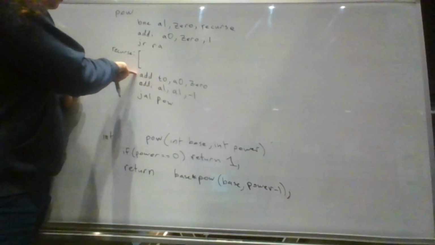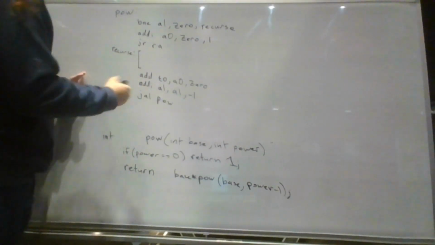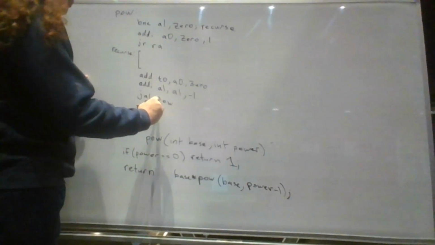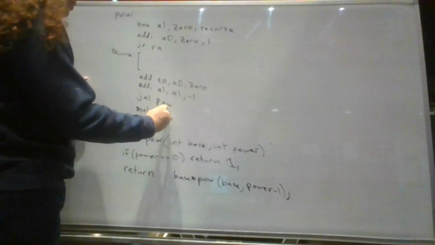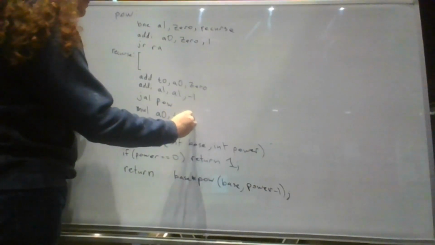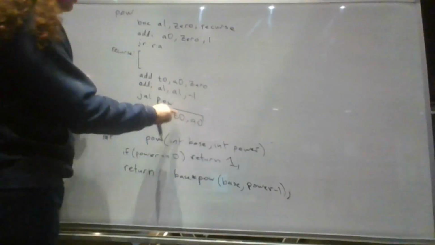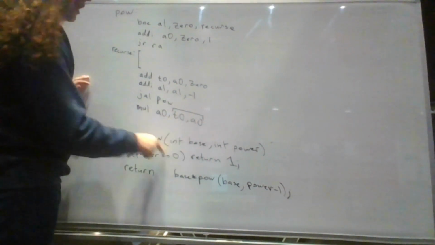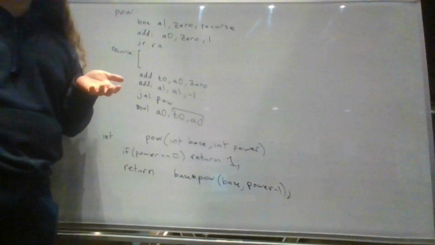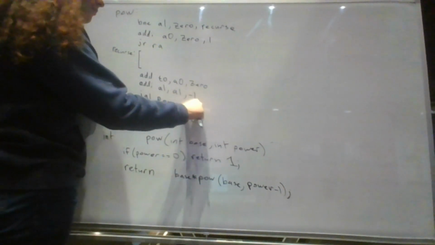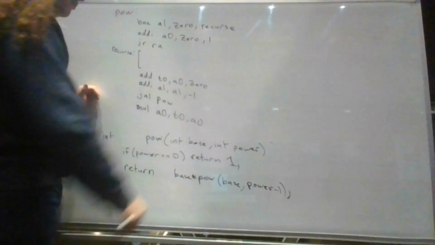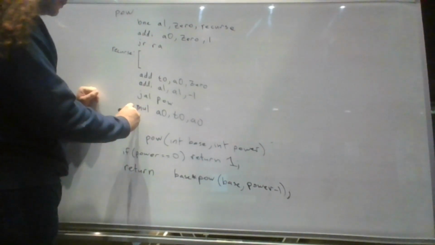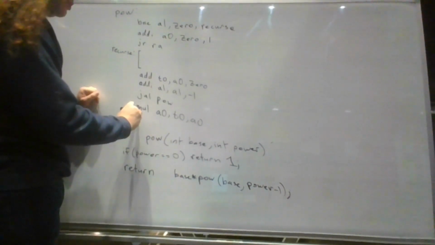My base was stored in T0, so I'm going to take the multiplication of two numbers: T0 multiplied by A0. That's these two. So I'm going to multiply my base times the return of my function call, and I'm going to store it in A0, because that's the register I return with. And now that I've finished that calculation, I can actually return to my caller.